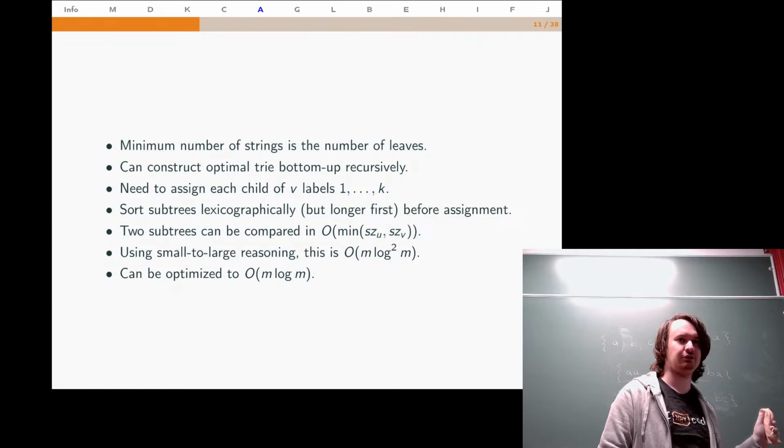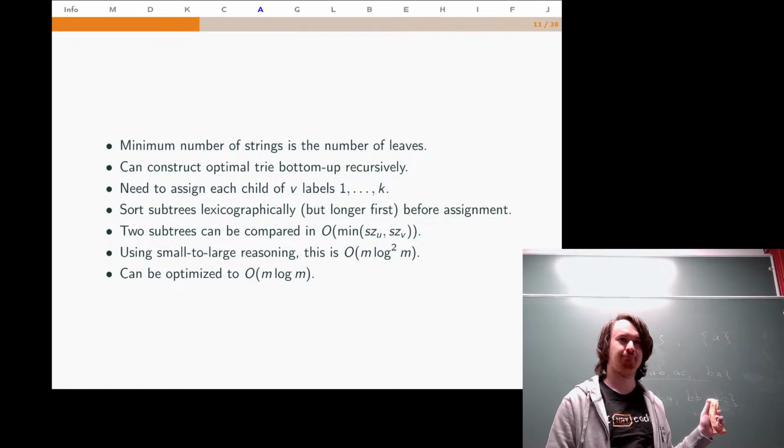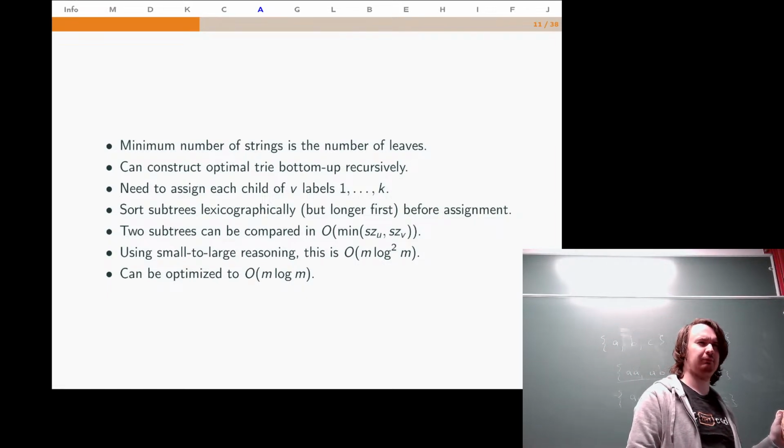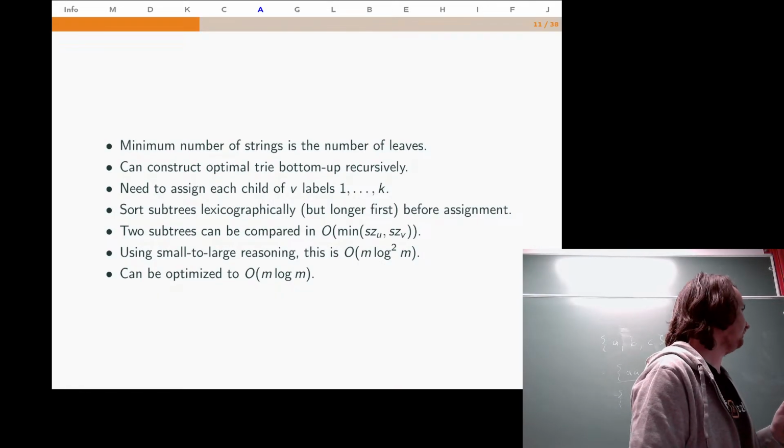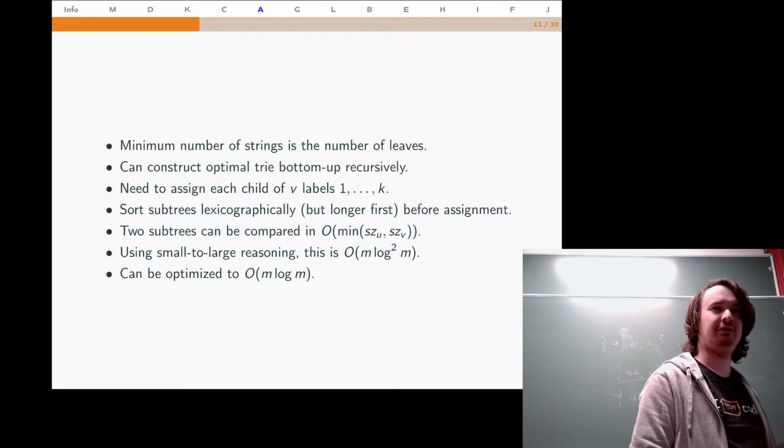Are there any questions to problem A? Did anyone solve this problem? Did you use the same approach? I think I'm one guy. Some of them. And how did you optimize?